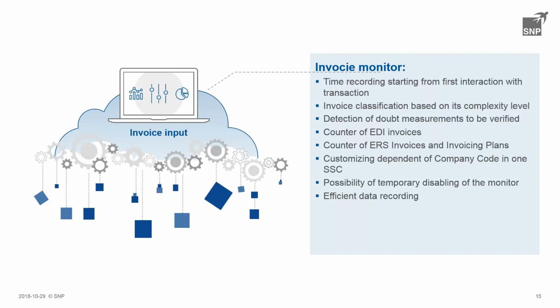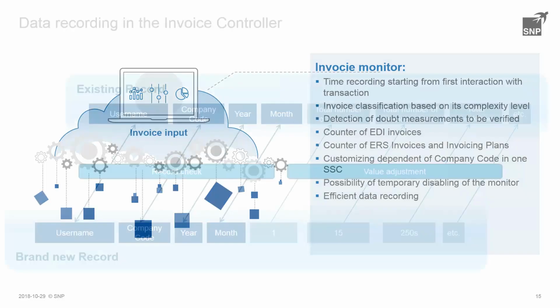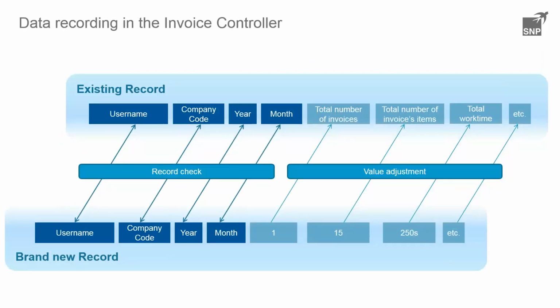Invoice monitor uses efficient algorithms for data recording using aggregate mechanism. Aggregate mechanism ensures network load and database scale reduction. Algorithm checks if there is any data stored for user in the dedicated company code in analyzed period. In other words, whether employee has already posted any invoice in analyzed month. If so, monitor overrides data with its current status by updating chosen columns. For example, total invoices put, total invoices items, or time spent on working on the invoices itself.